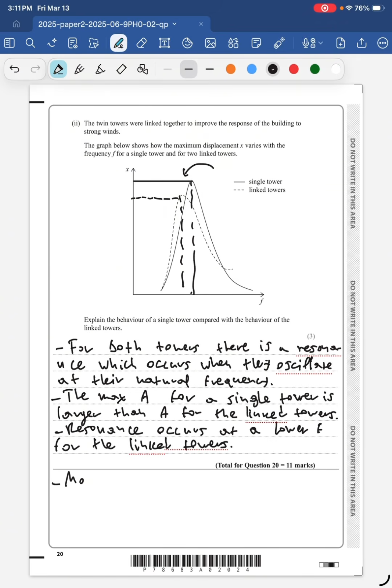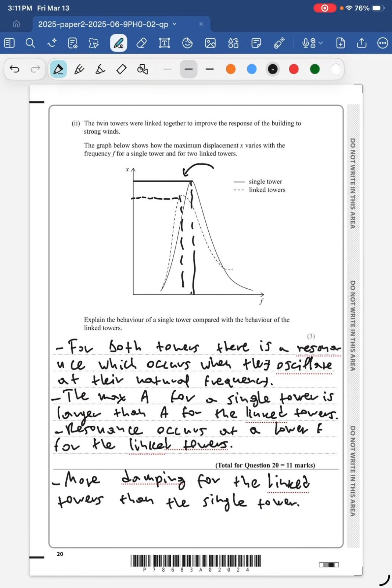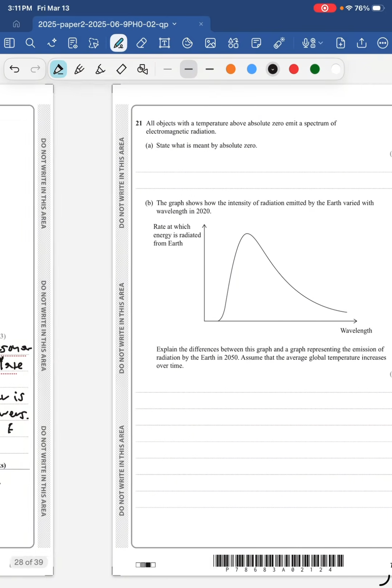So there is more damping, I guess. This is why the height of the resonance is lower for the linked towers. So there is more damping for the linked towers than the single tower. And then damping reduces the resonance pretty much.